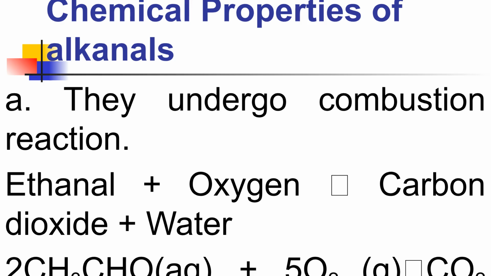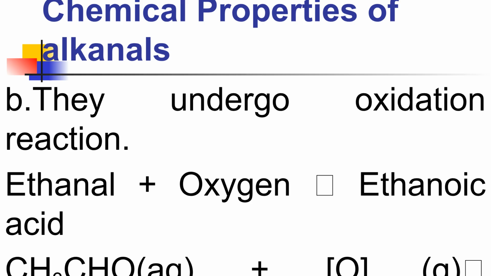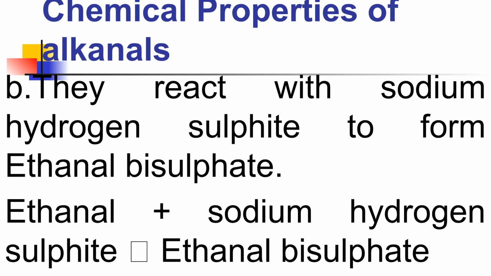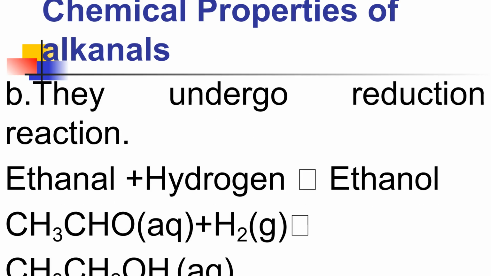Chemically, alkanals undergo combustion reactions, reacting with oxygen to produce carbon dioxide and water. They also undergo oxidation reactions, such as ethanal reacting with oxygen to form ethanoic acid. Alkanals react with hydrogen cyanide to form 2-hydroxypropanenitrile. They also react with sodium hydrogen sulfite to form ethanal bisulfite. Finally, alkanals undergo reduction reactions, such as ethanal reacting with hydrogen to produce ethanol.